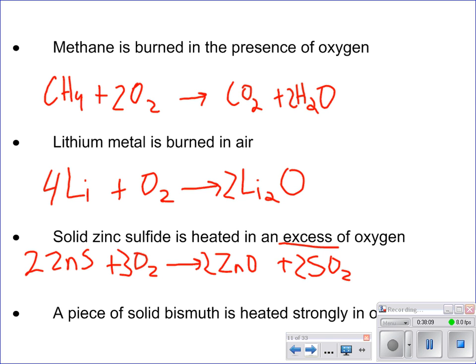All right. And the last one, a piece of solid bismuth is heated strongly in oxygen. Anyway, follow your oxidation states. What's the most common, high or low? Low. Bismuth can be what? Which is lower? 3. So what's the deal? Bi2O3. And to balance this, we have 2 Bi and 3O2.